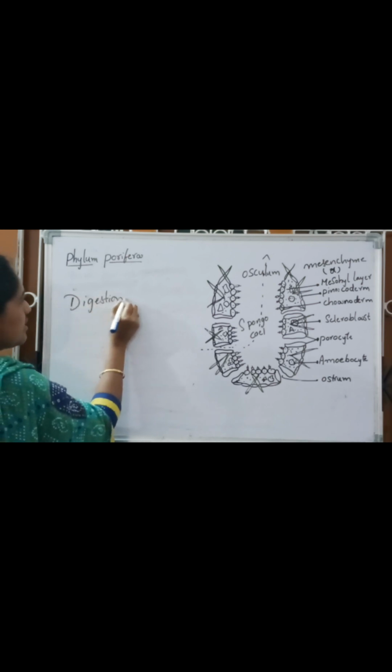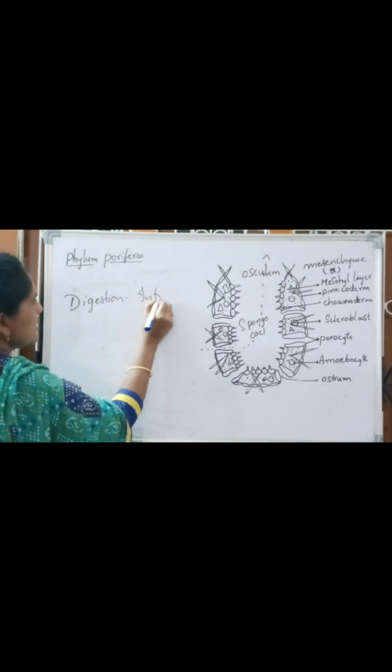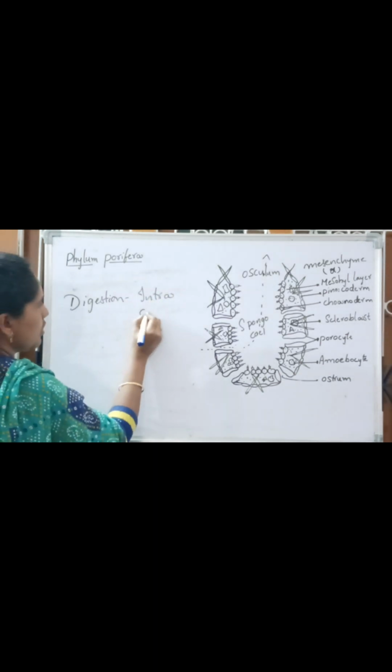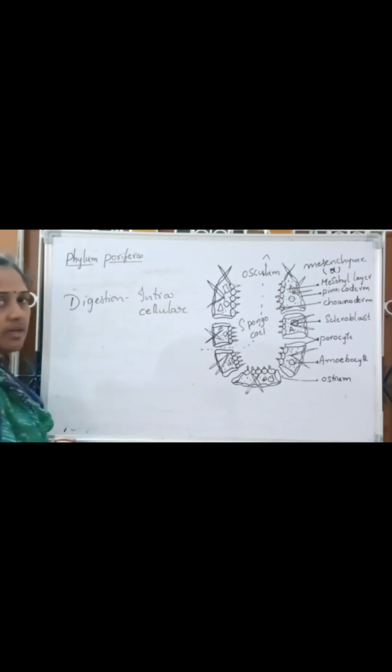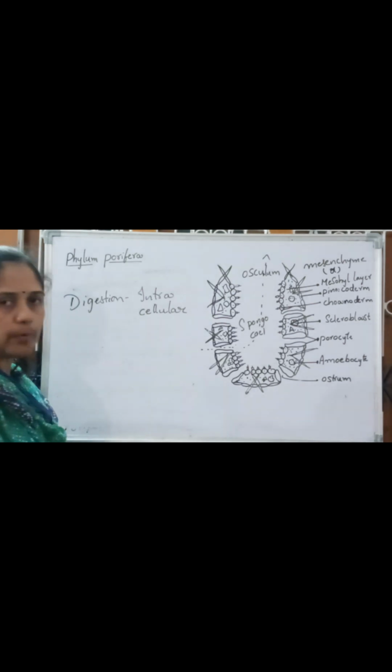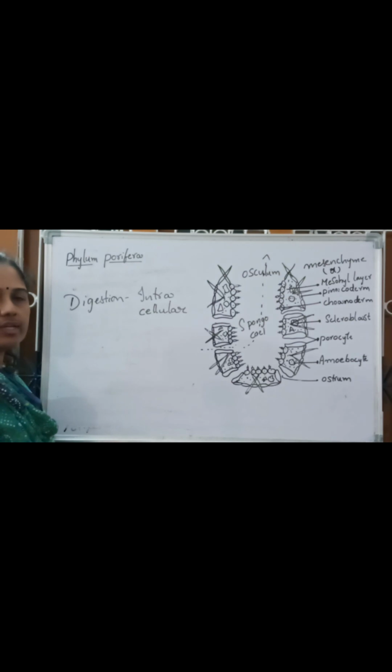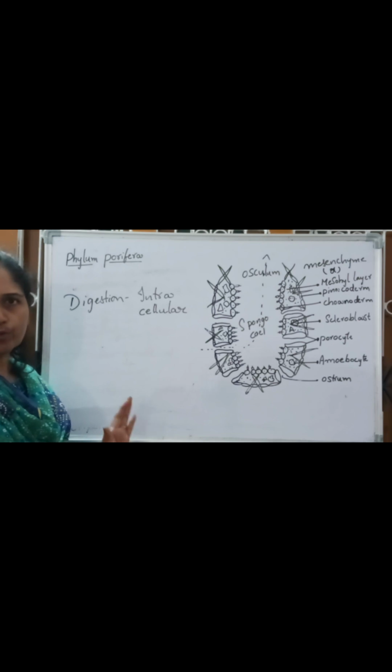That's why digestion is intracellular. Intra means inside the cell, so inside the cell the digestion is occurring. That's why it is called intracellular digestion. And respiration and excretion generally take place by a simple process called diffusion. The exchange of gases or the release of ammonia occurs through diffusion.